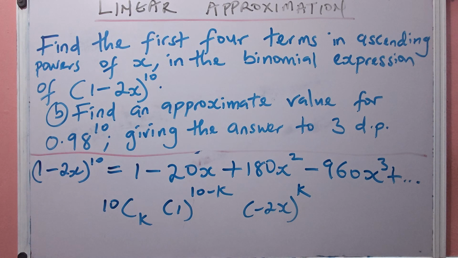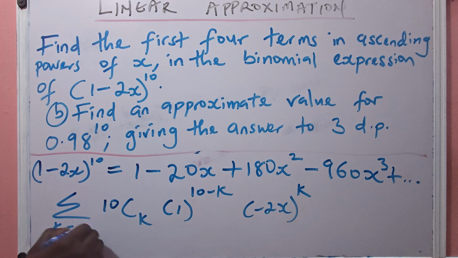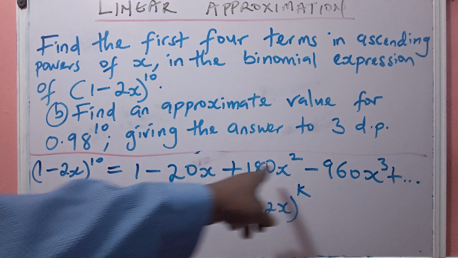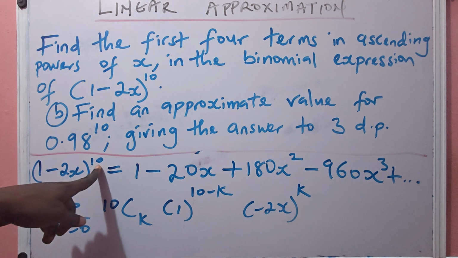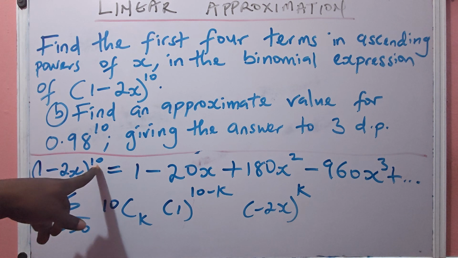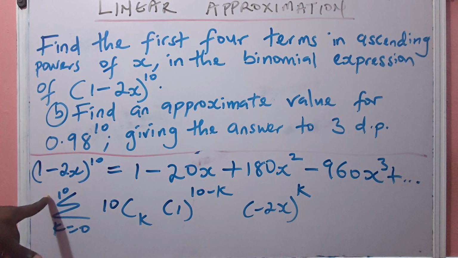So this is what we solved in order for us to arrive at these values we got here. So this is the general theorem. And this k value, as you can see here, ranges from 0 up until whatever the n value is, that's the power of the expression. You can see the power of this expression is 10. So my k will be ranging from 0 to 10.